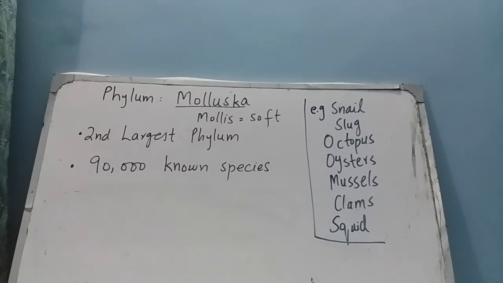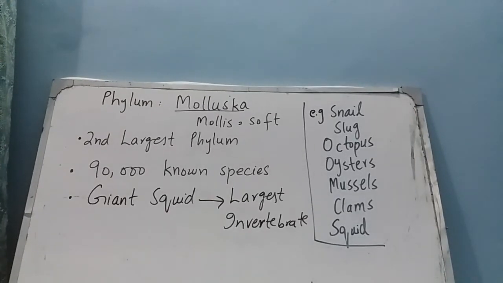Mollusca is the second largest phylum in the animal kingdom in number of species. The first largest phylum is Arthropoda and the second largest phylum is Mollusca. Until now, about 90,000 known species of mollusk exist. Giant squid is the largest invertebrate and it is found in marine water.